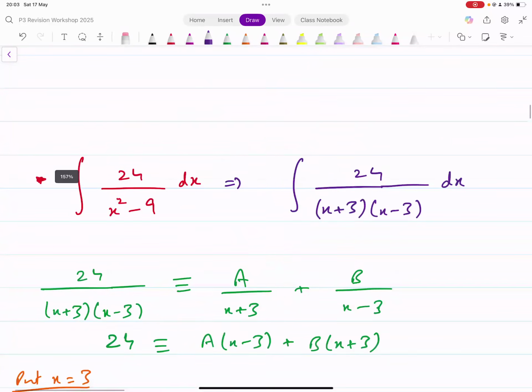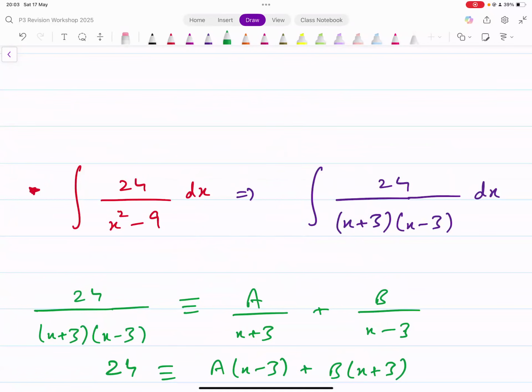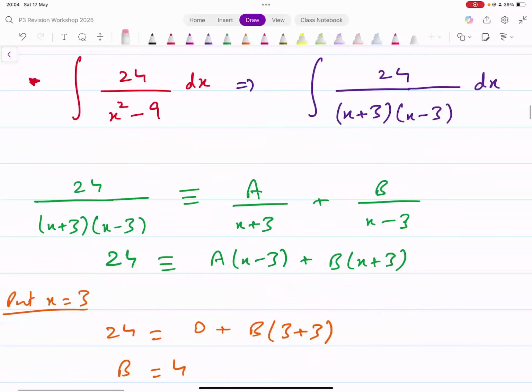Let's take this example. If you have 24 over x squared minus 9, this is, again, not a factorized form, but you could factorize this yourself. So it becomes x plus 3 into x minus 3. You could find partial fractions for that, integrate those two separately, and you get the result from that.